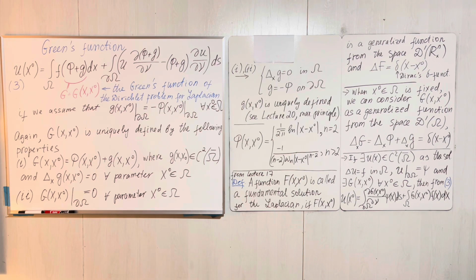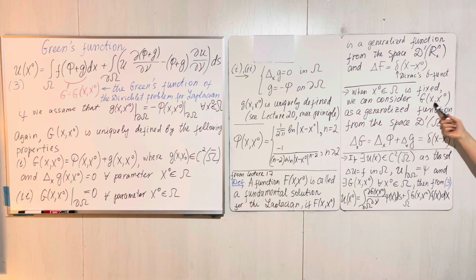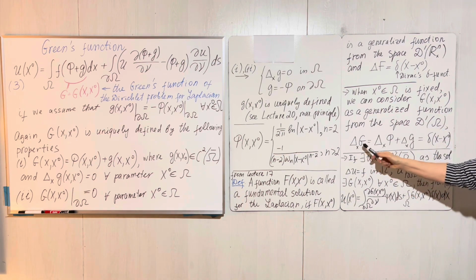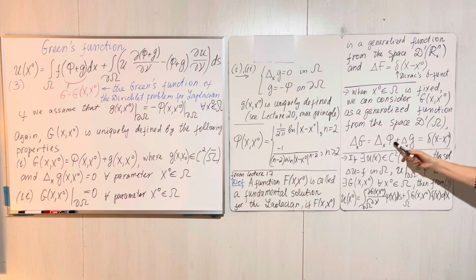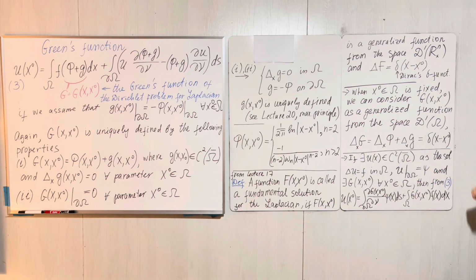From here, having this definition in mind, we can say that when x naught in omega is fixed, we can consider our Green's function also as a generalized function from the space D prime of omega. And then if we compute the Laplacian of G, the Laplacian of φ gives us delta, and the Laplacian of little g gives us 0. So the Laplacian of G equals the Dirac delta function.